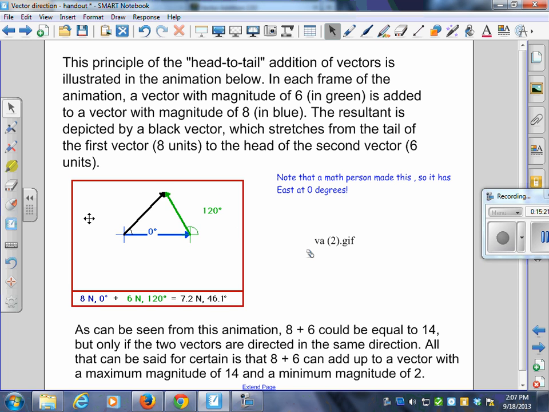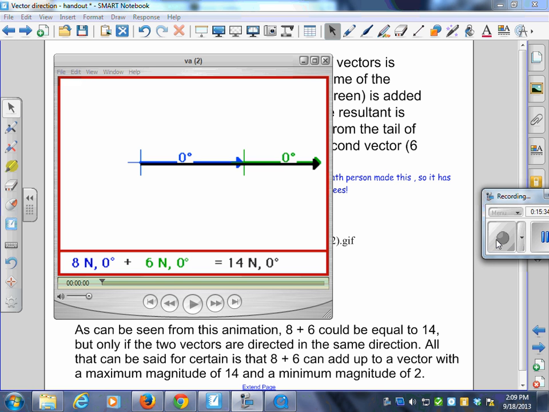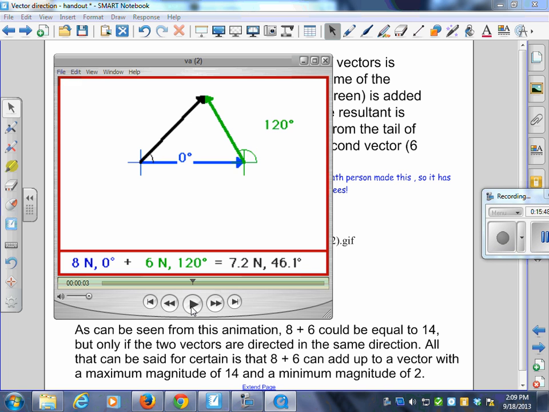Now, when the green goes all the way around, I'm just going to open this one up here. Right off the start, you've got 8 in blue, 6 in green. What's the total? 14, like Darren said. But as it plays, as that 6 goes somewhere else, what happens to the value of the black? It keeps changing. Right there, the resultant is 7.2 newtons. We're adding force vectors here. You're right, it should have been.